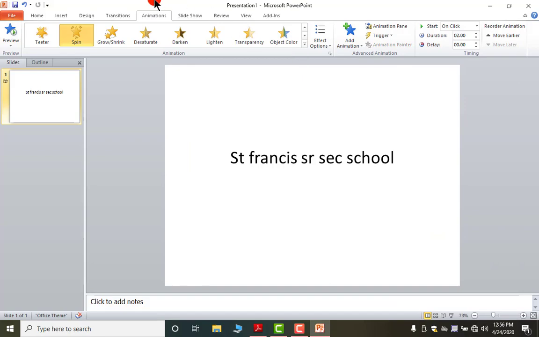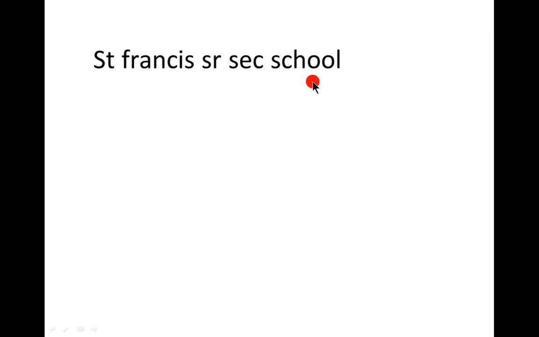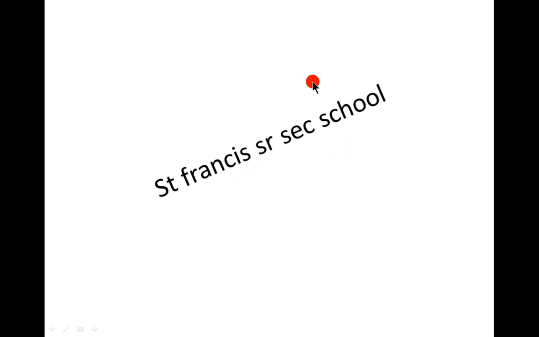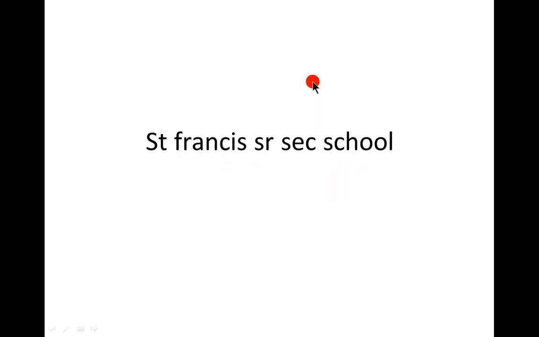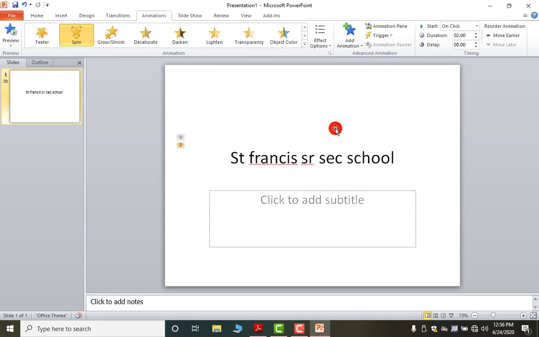Okay, now let's see again, slideshow from beginning. Click first this bounce, then second this one. You can apply more than one effect also on this text. Okay, this is called animation, applying animation effect on any of the text.